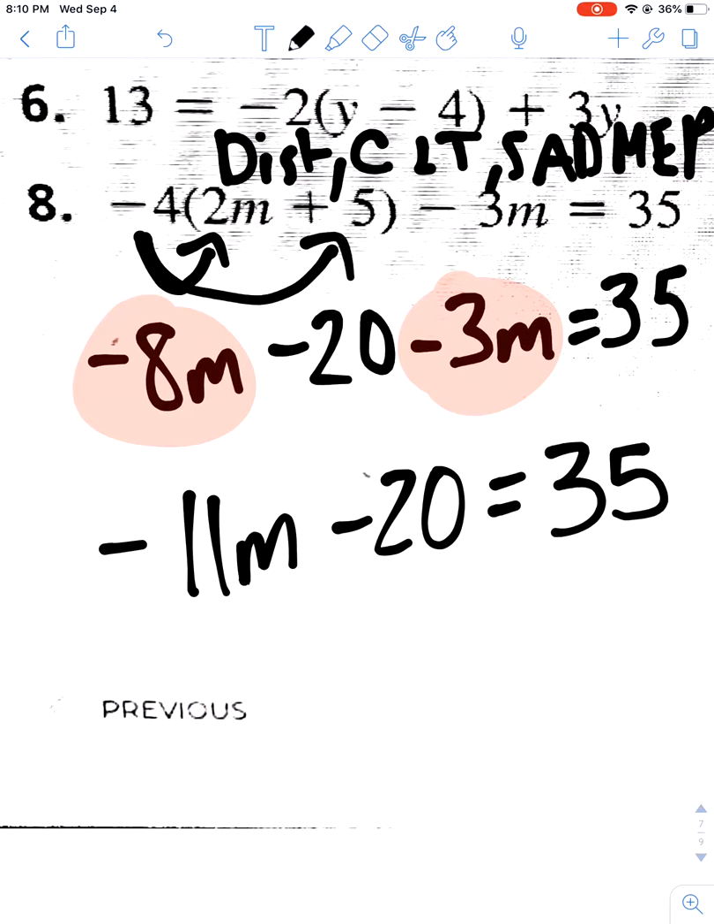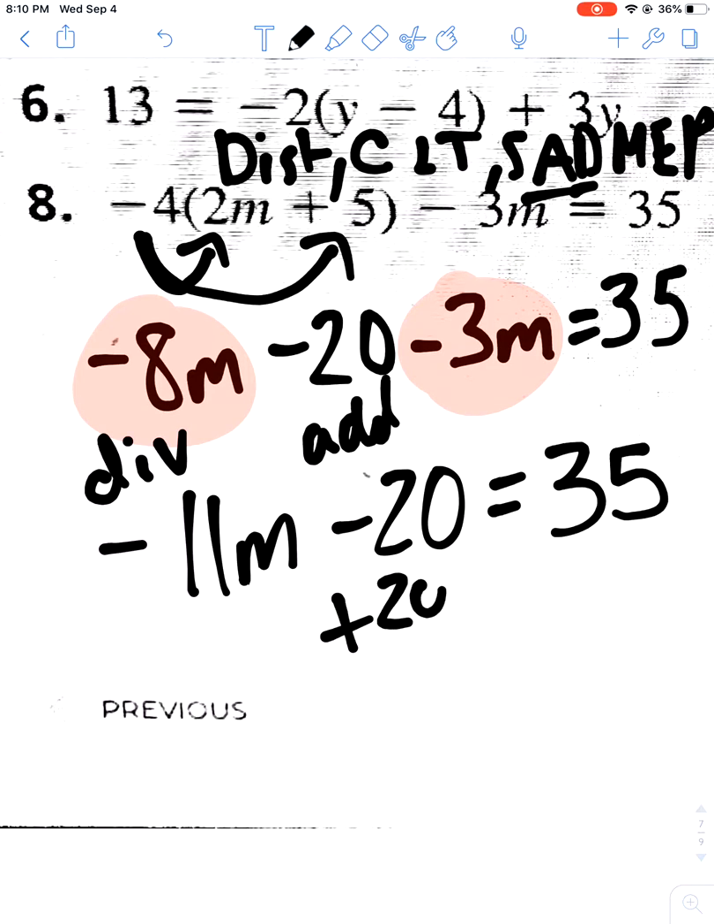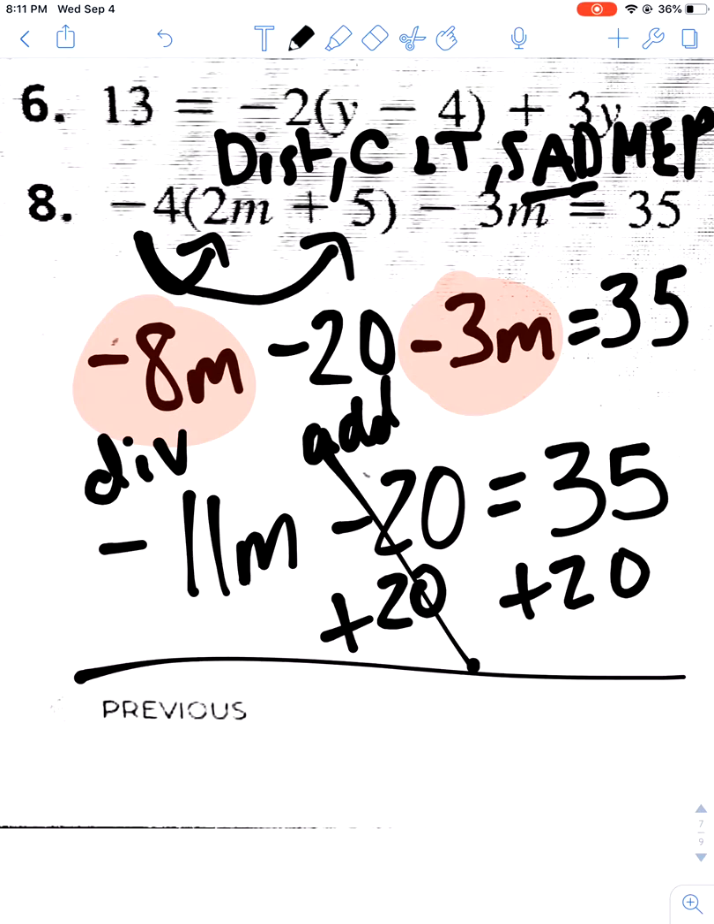I need to use SADMAP. So I know I need to add and divide. A comes before D, so I'm going to add 20. That's going to get an inverse, going to cancel out. So I've got negative 11m equals 3 plus 2 is 5, 5 plus 0 is 5.